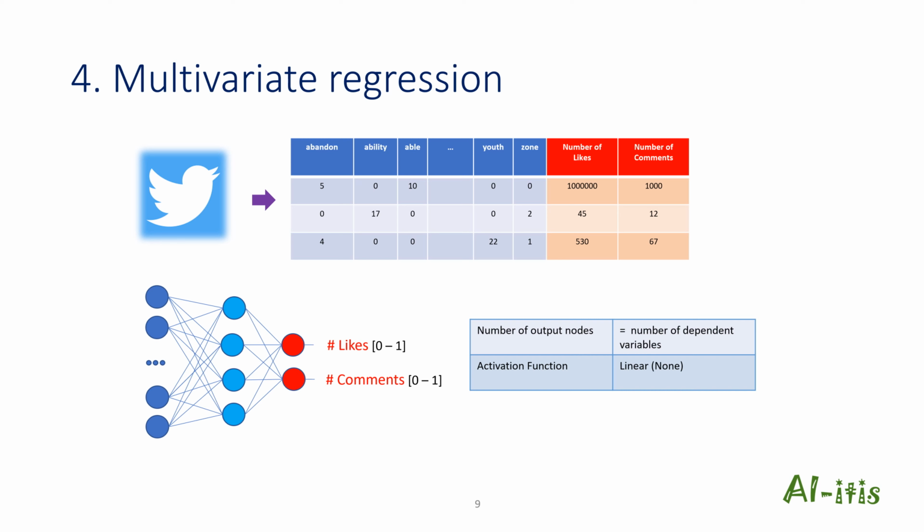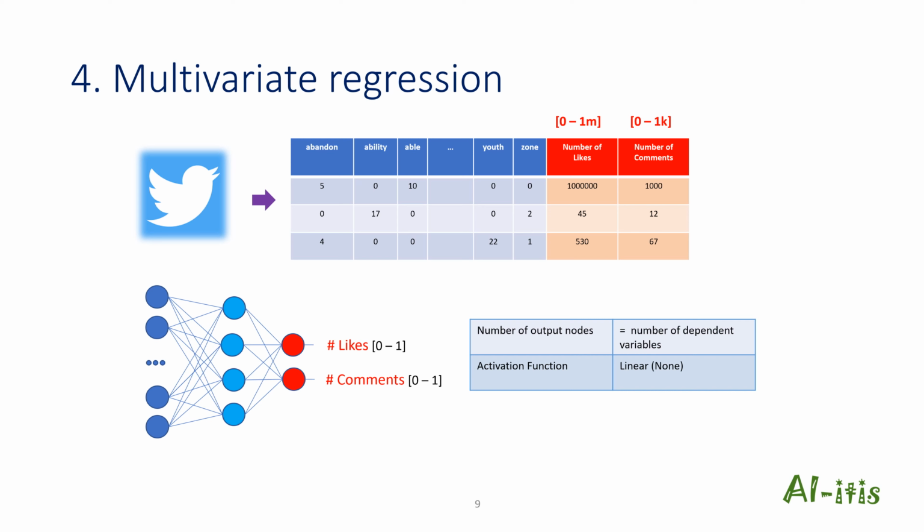One important thing here is that if we have just one target variable in our regression model, we don't need to normalize the output variable. But if you have two or more targets and their scales are different, like the number of likes is between 0 and 1 million and the number of comments is between 0 and 10,000, then it is so important to normalize them to make their scales the same.